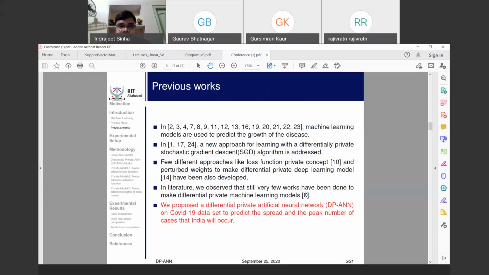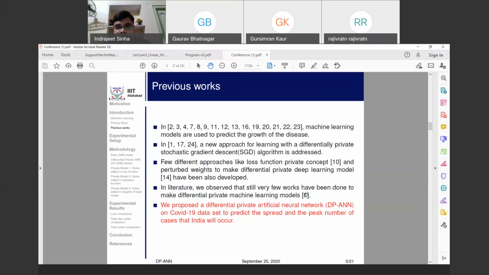In papers 117 and 24, we got an idea about how to make a differentially private stochastic gradient descent. In this, one of the authors, Kamalika Chaudhuri, has mentioned how to make stochastic gradient descent differentially private. Few other works, like papers 10 and 14, have shown how to make learning models private by adding noise at the loss function, and adding noise at the weights is also mentioned here.